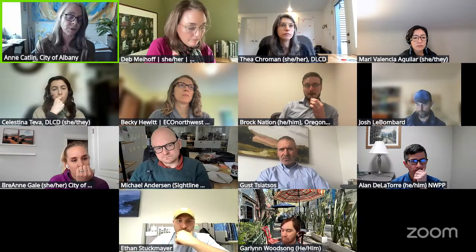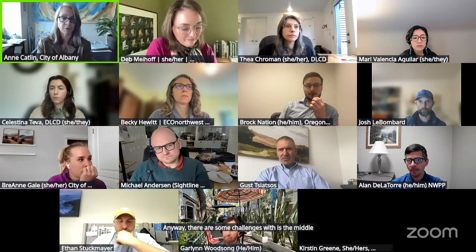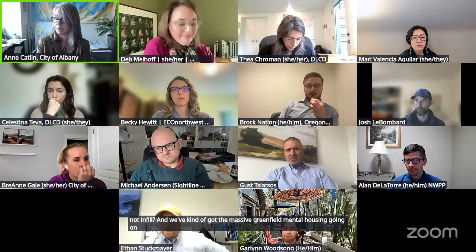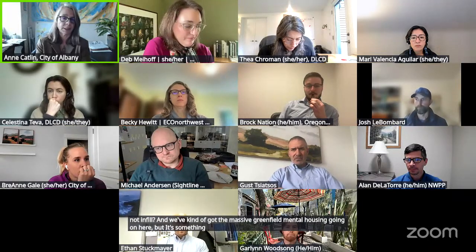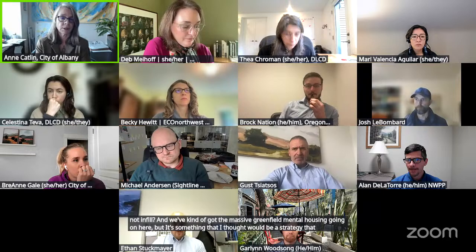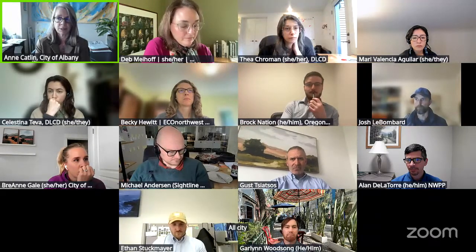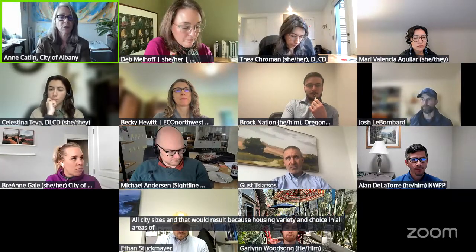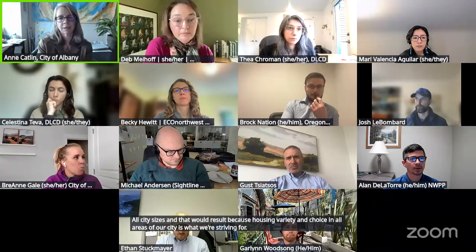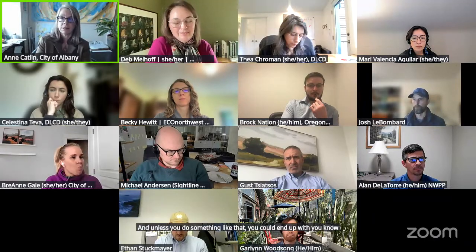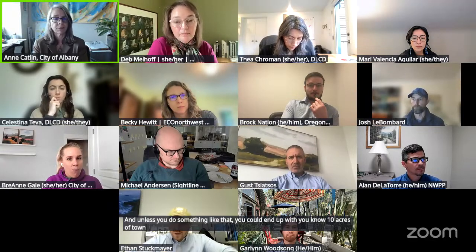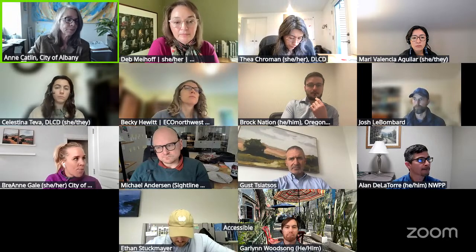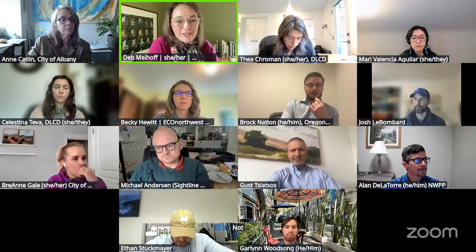Anyway, there's some challenges with, is the middle housing really infill or not infill? And we've kind of got the massive greenfield middle housing going on here, but it's something that I thought would be a strategy that really could be tailored to all city sizes. And that would result in housing variety and choice in all areas of our city, which is what we're striving for. Unless you do something like that, you could end up with 10 acres of townhouses and maybe not the type of housing that you need, accessible or other. Not meeting the full variety of housing needed.